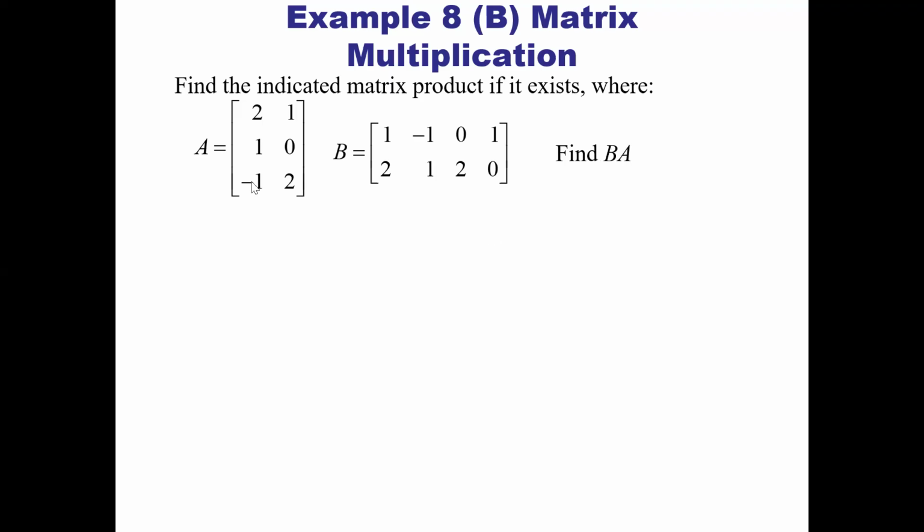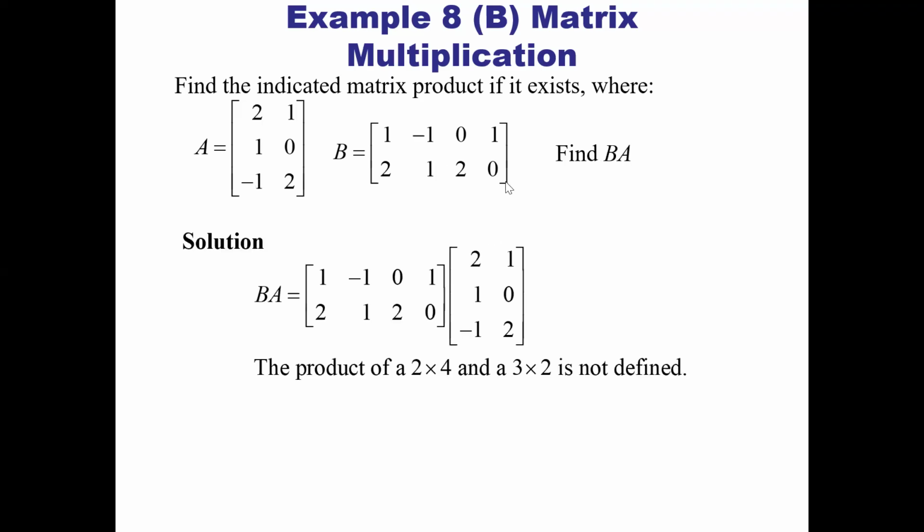B times A. Well, here we have a 3 by 2 and a 2 by 4. So guess what? That 4 and a 3, that's not going to be defined, because the 4 is this way and that is a 3, so we don't have a product, since those have to be equal. Now, if it worked, we'd have a 2 by 2 at the end, but the 4 and a 3, that's not defined. So we're done. We don't even have to multiply.